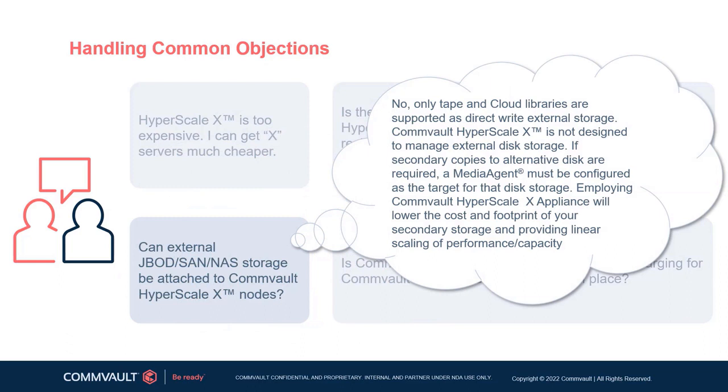Can external JBOD SAN NAS storage be attached to Commvault Hyperscale nodes? No. Only tape and cloud libraries are supported as direct write external storage. Commvault Hyperscale is not designed to manage external disk storage. If secondary copies to alternative disk are required, a media agent must be configured as the target for that disk storage. Employing Commvault Hyperscale appliance will lower the cost and footprint of your secondary storage and provide linear scaling of performance and capacity.